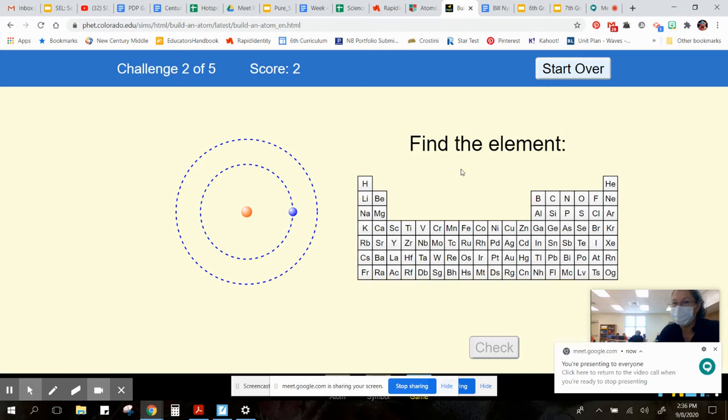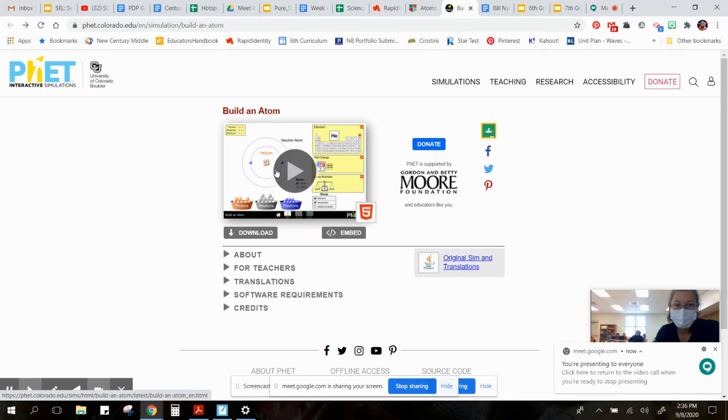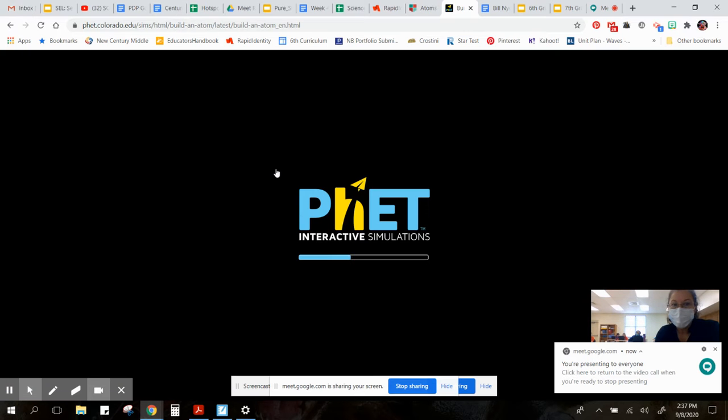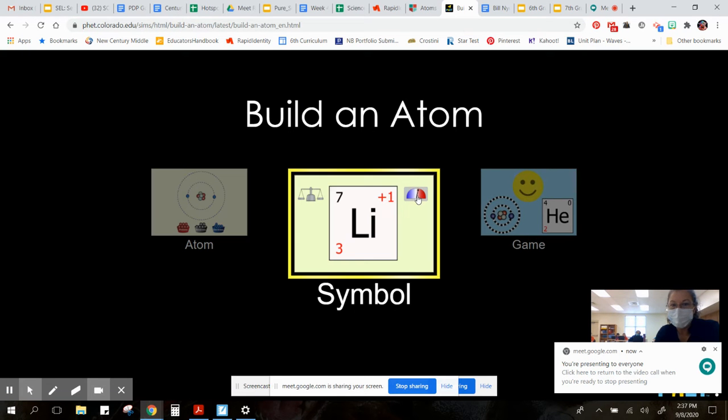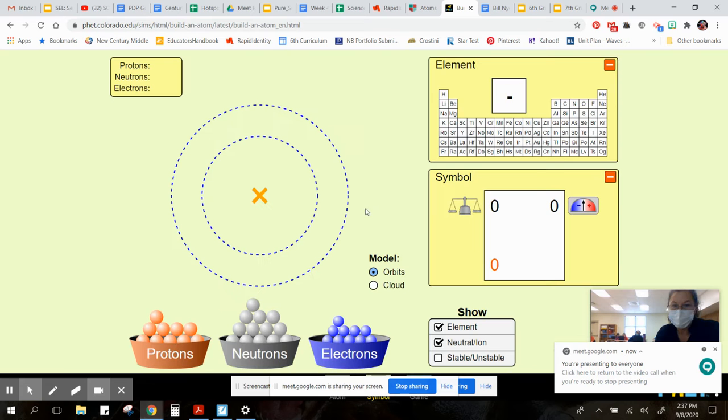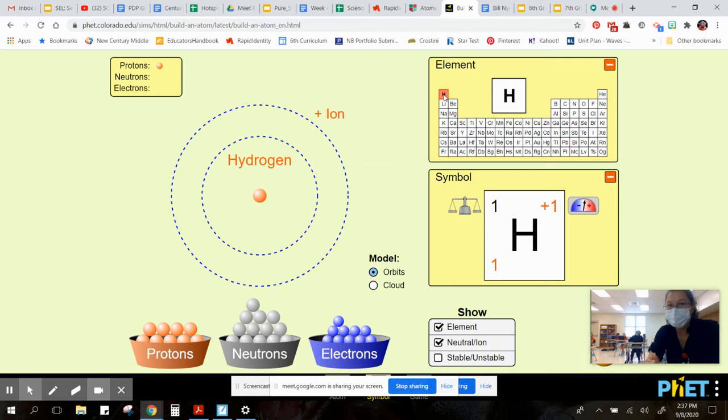But let's take a look at this game. So essentially you're going to do the build an atom. You're going to play around with the atom and the symbol, just looking at different things like what happens when you add a proton. Well, you can see hydrogen's lit up on the periodic table. Okay, and you also see the mass change to 1, the atomic number is 1, and it's got a +1 charge because it's got one more proton than electron.